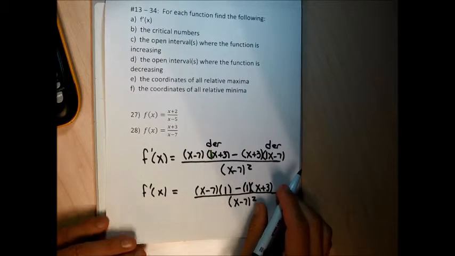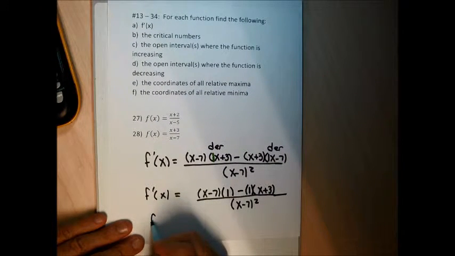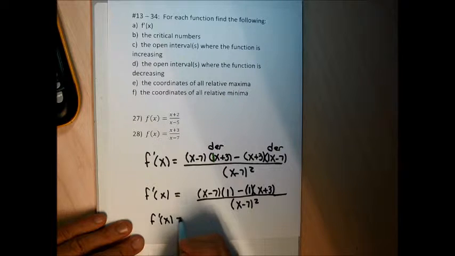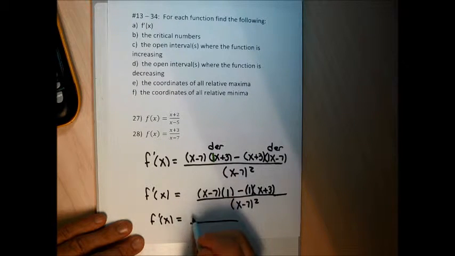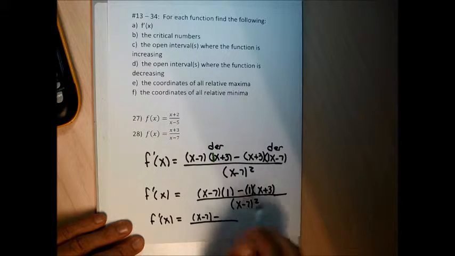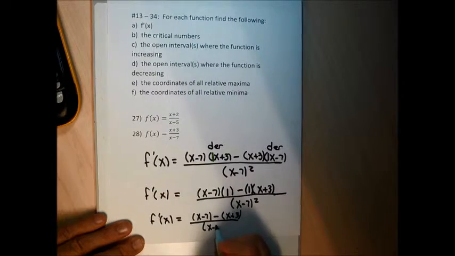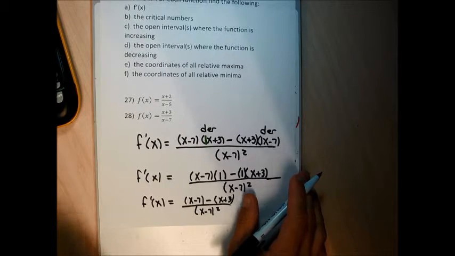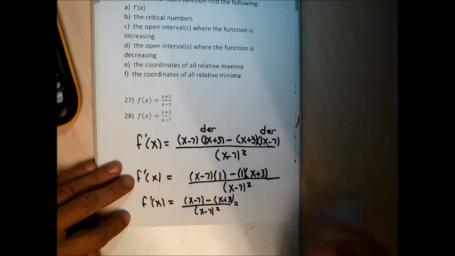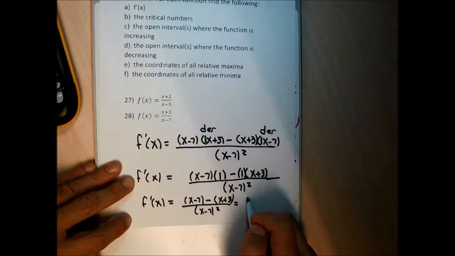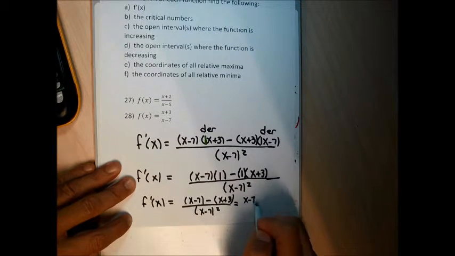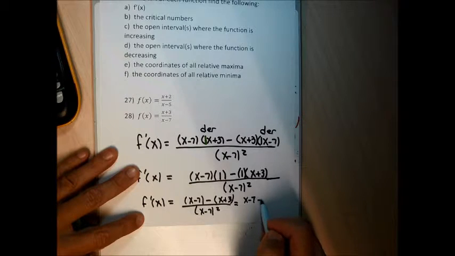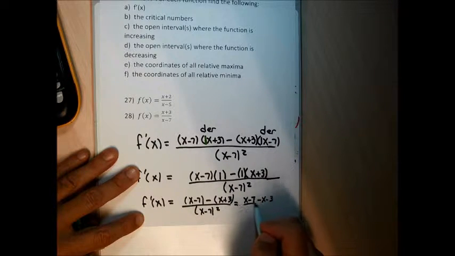Now I'm going to clear the parentheses. Both parentheses are just multiplying by 1. So I can say this is equal to x minus 7 times 1, which is x minus 7, minus 1 times x plus 3, which is x plus 3, over x minus 7 quantity squared. I didn't drop the parentheses, but I could have. Now I'm going to drop the parentheses. I'm out of room going lower, so I'm going to go horizontal. This parentheses, when I drop it, it's just going to stay x minus 7. This parentheses, when I drop it, I'm going to get a minus x and a minus 3. I'm going to leave the denominator x minus 7 quantity squared.